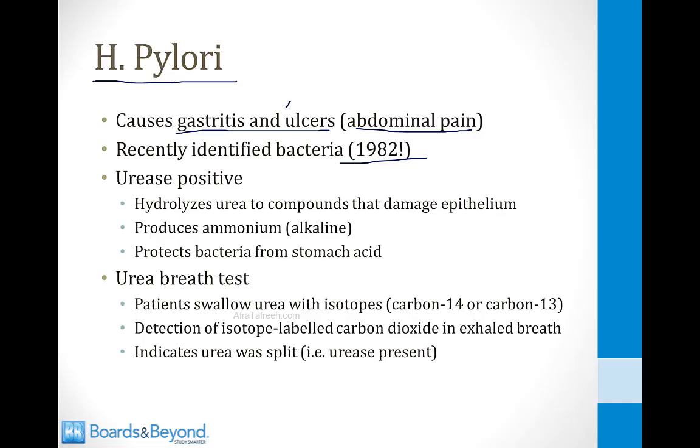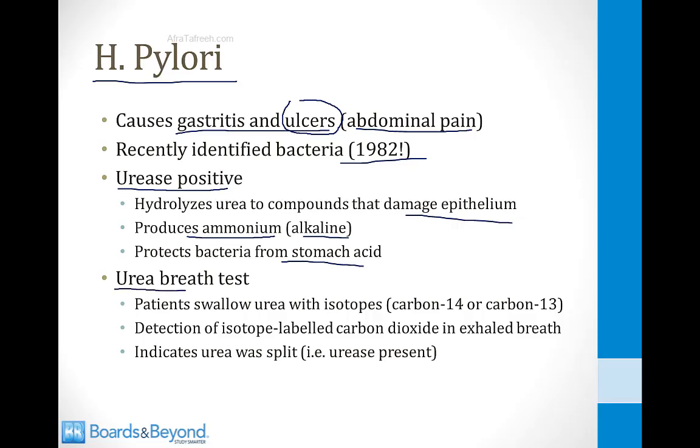People used to think that ulcers were not caused by infection until H. pylori was discovered. An important thing to know about H. pylori is that it is urease positive. So this means it can hydrolyze urea to compounds that damage the epithelium. It's part of how it causes infection. It also means it produces ammonium, which is alkaline, and this helps protect the bacteria from the acidic environment in the stomach. In addition, the urease positivity is useful for diagnosis.